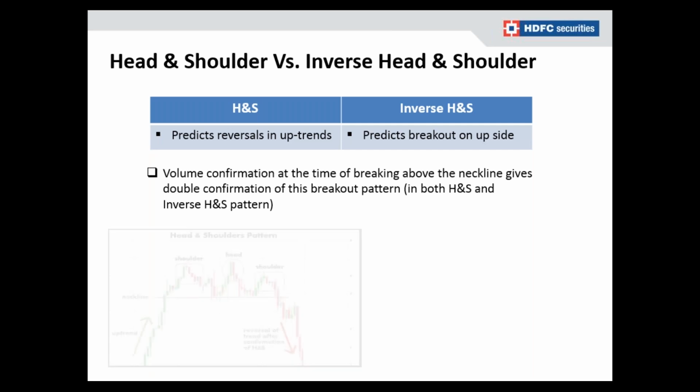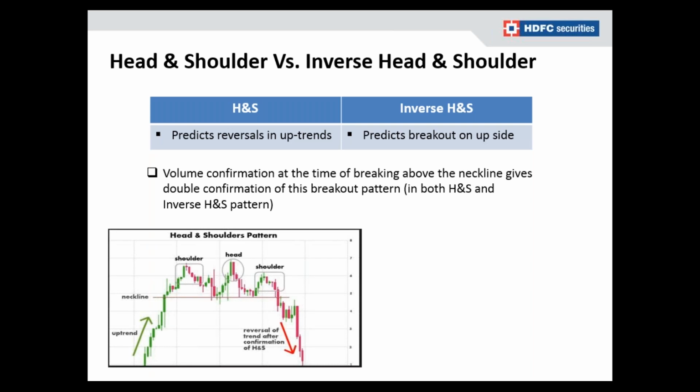So how does a head and shoulder pattern look like? This was your head and shoulder pattern. As you can see, there are two shoulders and a head. The moment the first shoulder is formed and the stock starts to fall down, then again it rises up to form a head, then again it falls down. So both times when the stock is falling down, you can see that the low point is almost similar. That is where you draw a neckline.